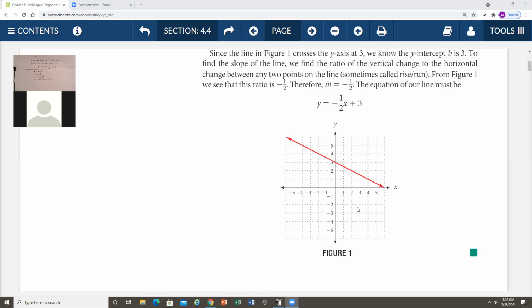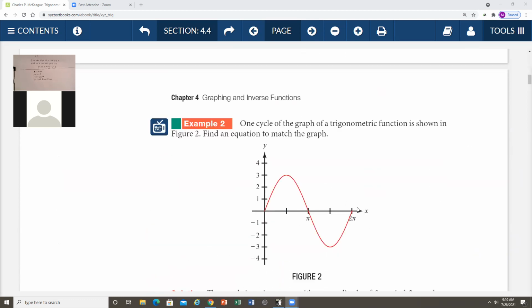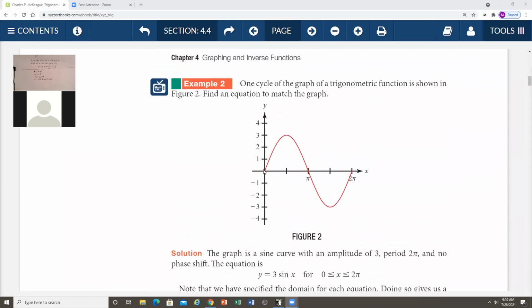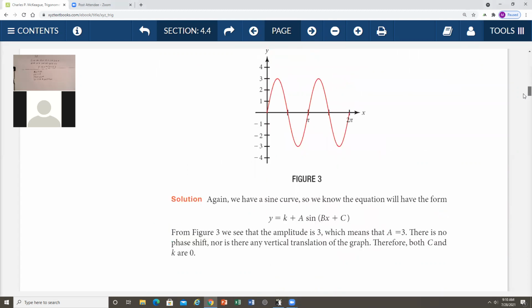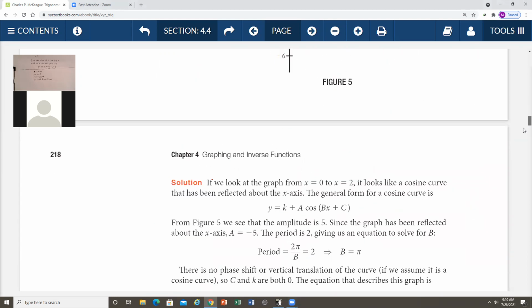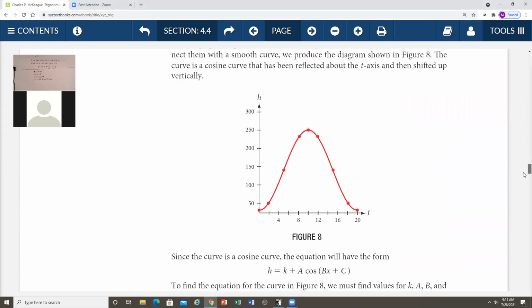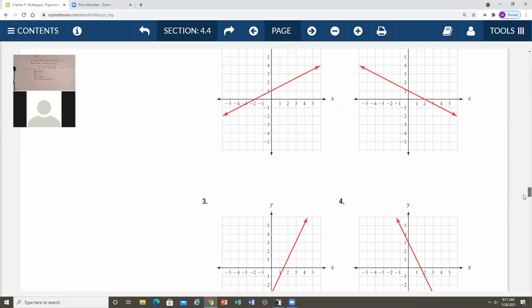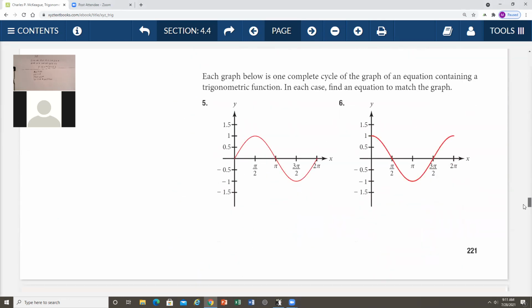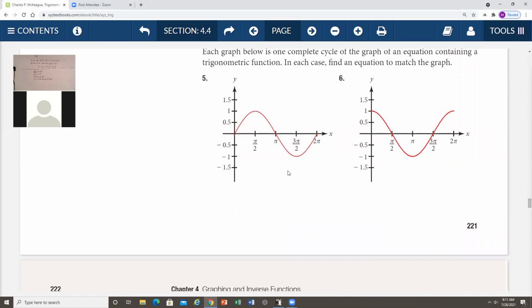But ladies and gentlemen, this being trigonometry, we're not writing equations of lines today. We're going to learn how to write the equation of a trigonometric graph. Okay, and so I think the best way to do that is just to dive right into the problems in section 4.4 and attempt to start doing such a thing.